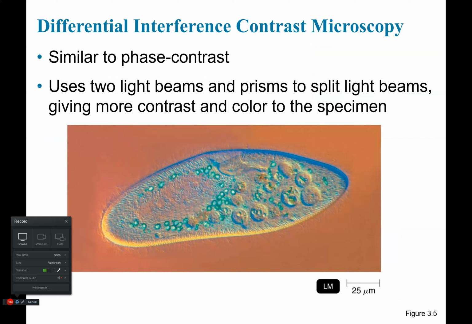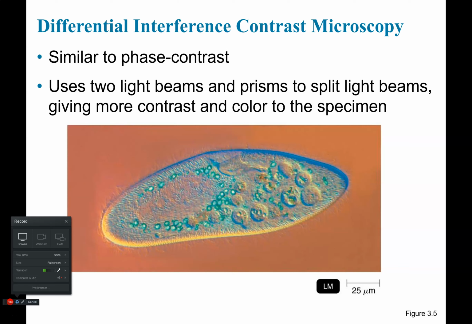Here's differential interference contrast. Still looking at a paramecium. Now you can really see that this is the best image thus far, right? This is another way where it's similar to phase contrast, where it can give more contrast, more dimension, and more color to the specimen without actually having to stain the specimen.